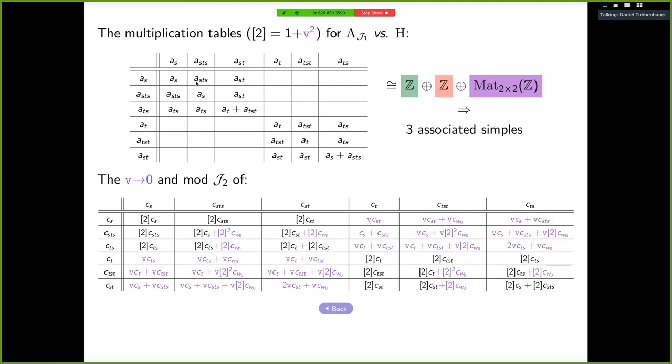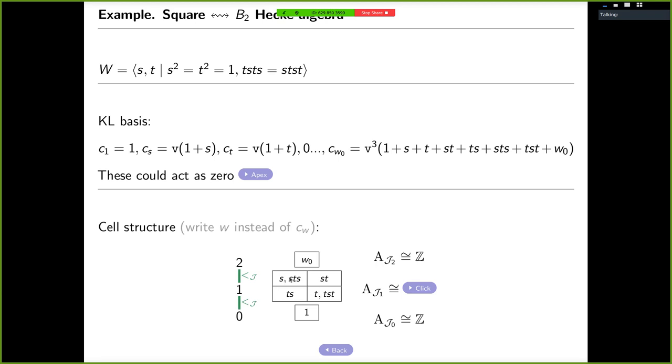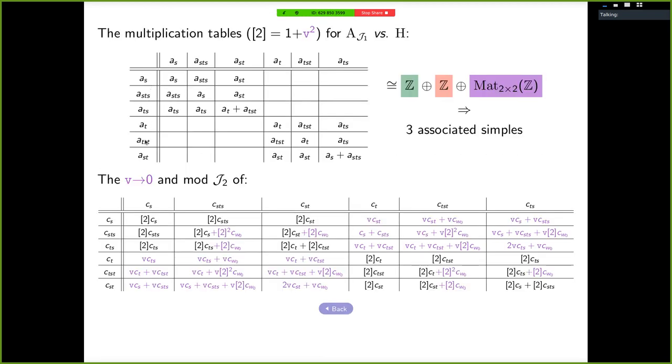The above is the multiplication table of this asymptotic algebra, which has basis elements, I call them a, indexed by the elements in my cell. So those guys, S, S, D, whatever, one, two, three, four, five, six of them. And that's the multiplication table. And it actually already looks very nice.